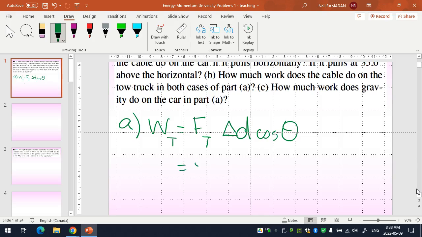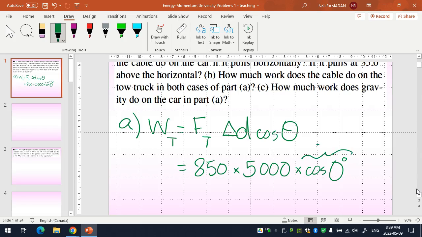Okay. So force of tension is 850 times 5,000, because it needs to be in meters, otherwise things are not standard, times cosine of 0 degrees. What's the cosine of 0 degrees from the CAST rule? Right here. 1, a positive 1, which makes sense because it has to be a positive work because the force and the displacement or motion are going exactly in the same direction. So that's plus 1, which means all we have to do now is multiply 850 times 5,000. Well, 4 zeros, and 85 times 50 is 4,250.